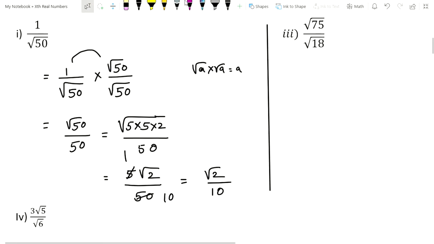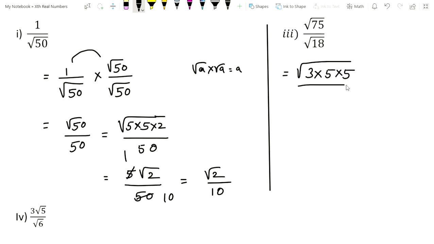And see the next one. Root of 75 divided by root 80. First you split this. Root 75, how can you write this? 3 into 25 you will get 75. So 3 into 25, how can you split? 5 into 5, divided by root of 80, which is 16 into 5. 16, how can you split? 2 eights are 16. Here two 5s are there, so how can you write this? 5 root 3 divided by, here two 3s are there, so 3 root 2. Now you rationalize the denominator.